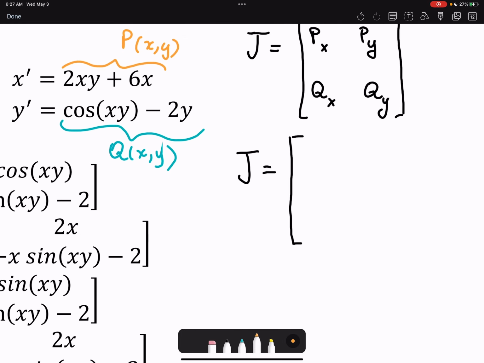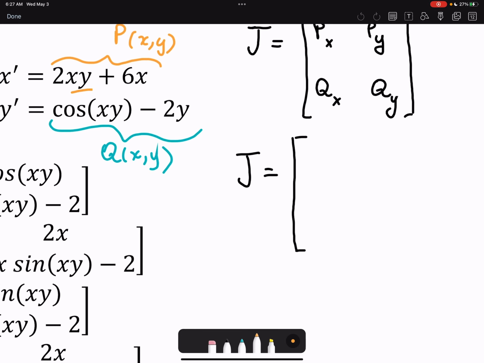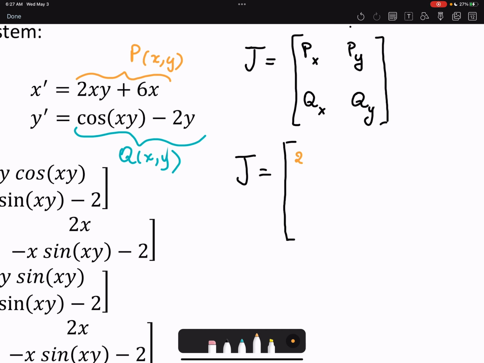Well, what is the derivative of this first term with respect to x? It's going to be 2y because we're treating everything else as a constant, even y. I know it looks weird, but y, if we're taking the partial with respect to x, is considered to be a constant. So it just stays in front, you multiply it in front, just as this 6 stays there when I take the derivative of that term with respect to x.